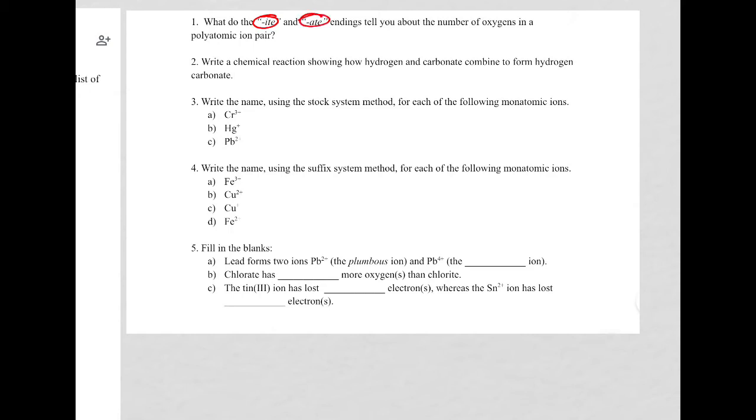All right, so the ite ending tells us that there's a polyatomic ion that has a pair that has exactly one more oxygen than it. So there's an ite and ate pair, and the ite ending has exactly one less oxygen than the polyatomic ion with the ate ending. Then it says, number 2, write a chemical reaction showing how hydrogen and carbonate combine to form hydrogen carbonate. Well, we would have hydrogen, which has a plus. And then we have carbonate, which is CO3 2 minus. And then they combine, and when we do that, we have HCO3, now just 1 minus. That's all you had to do for that.